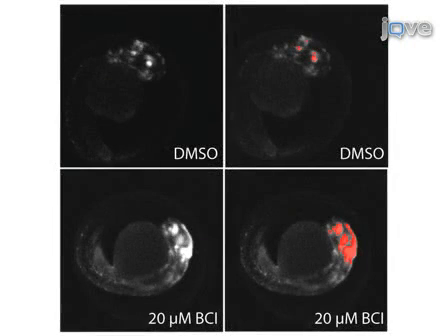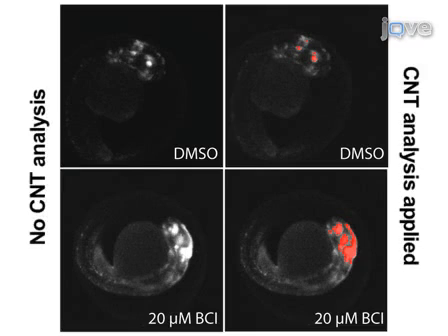This figure shows archived scan images from a vehicle-treated and a BCI-treated well with and without CNT analysis applied. Green fluorescent protein, or GFP, is detected in the eye, mid-hindbrain boundary, and trigeminal ganglia of transgenic embryos. Note that both GFP intensity and the expression domains are expanded in BCI-treated embryos.